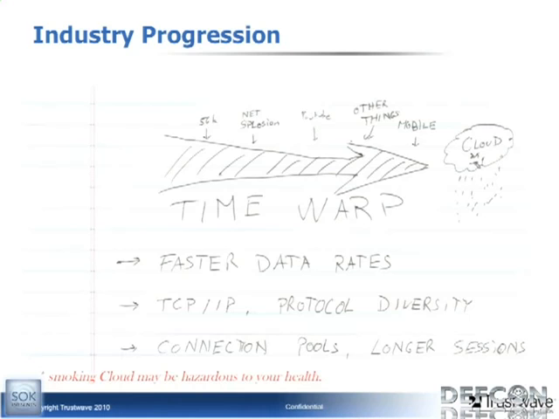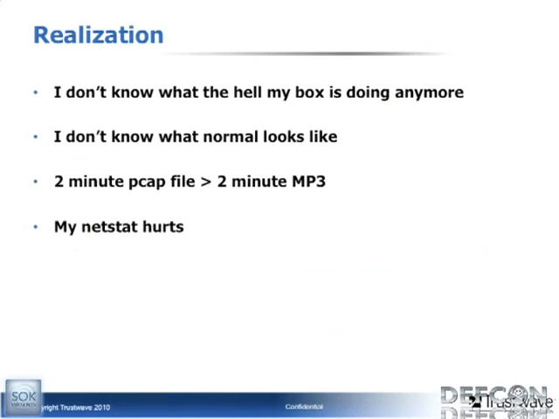Somewhere along the line, we sort of lost track of what our machines are doing. We've got this idea of this link light. We also have connection pools, longer sessions, and stuff like that. I don't know what the hell my machine's doing anymore, right? And yeah, my netstat hurts. I'm actually thinking about getting a bumper sticker that says that. But I guess the bad sign is when a 2-minute PCAP file is larger than a 2-minute MP3. I think we have some serious stuff going on in the wire.